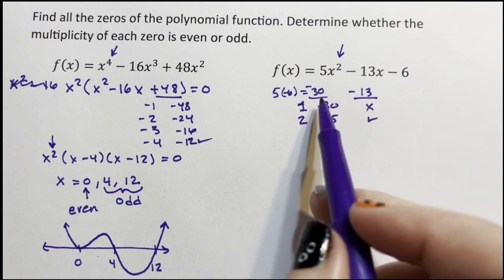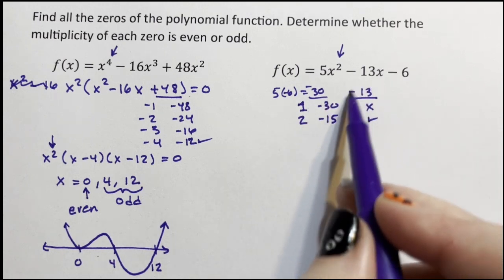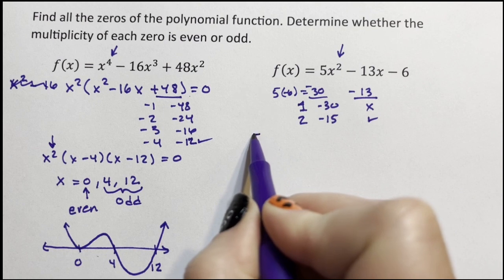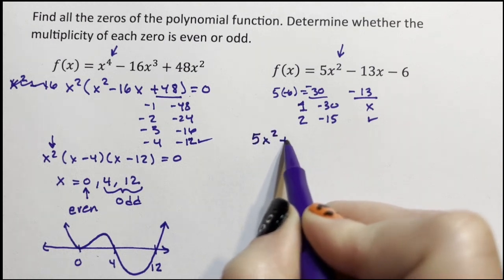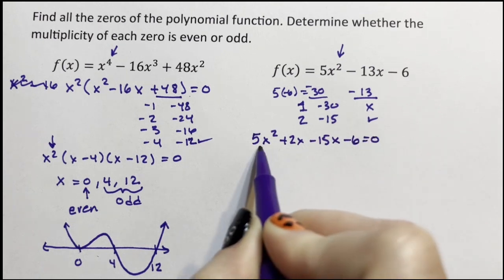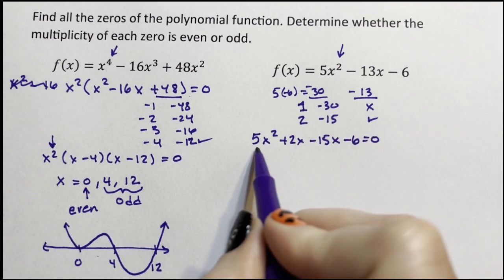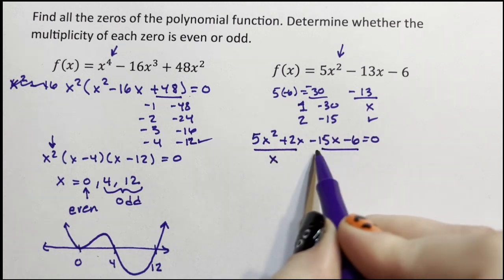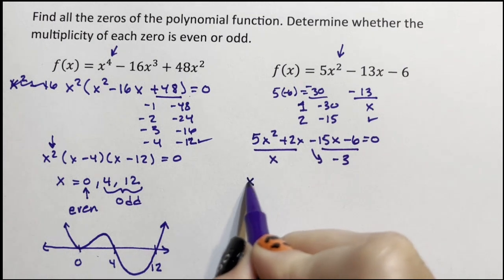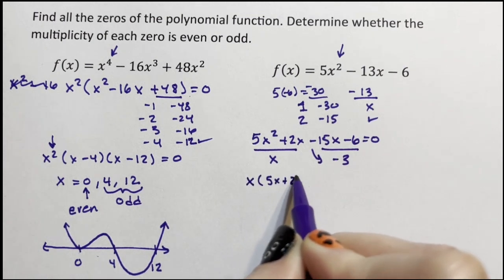You have to be really careful because 2 and 15 will get you there. So will 3 and 10. So this is one of those ones you can get to in any formation. So you have to be very careful with 30 and 15. So I have 5x squared plus 2x minus 15x minus 6. Once you have four terms, you factor by grouping. I'm going to pull an x out of the first two, bring this negative down, and a negative 3 out of the second two terms. X, 5x plus 2, minus 3.